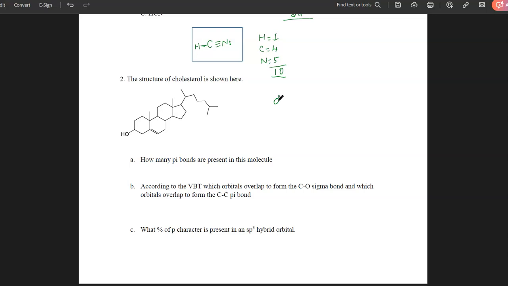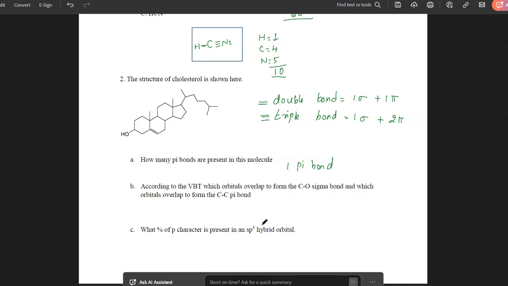So remember, if you have a double bond, it is made up of 1 sigma plus 1 pi. In a triple bond, we have 1 sigma and 2 pi. So you can look at the structure and see whether we have double bonds and triple bonds. Yes, we do have a double bond here, so that means we have 1 pi bond. So the answer to this question is it has 1 pi bond.